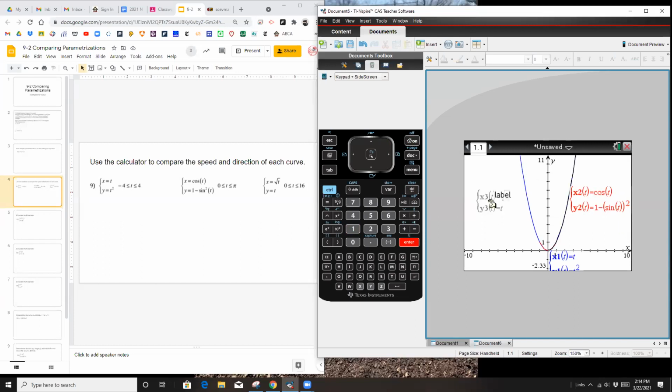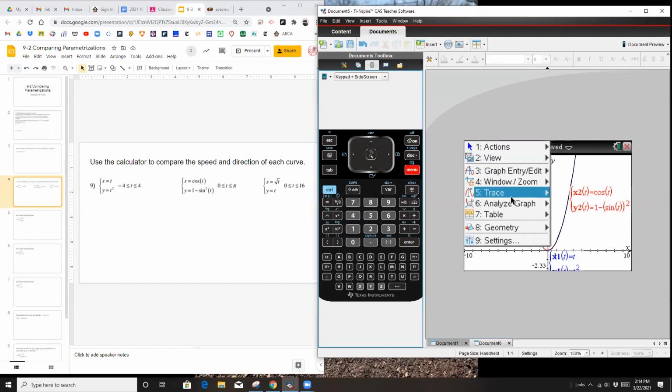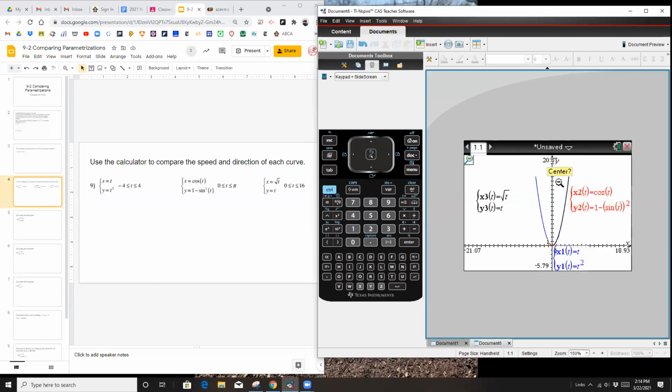All right, so we see now it's going to go all the way up to where y is equal to 16 because I let t go from 0 to 16, and y is equal to t. If you zoom out, you'll see that it ends in the same exact spot as the blue graph. That's because the blue graph went from negative 4 to 4. If you plug in 4 for t, you get y equals 4 squared, y equals 16. So that final point on the blue graph occurs when t is equal to 4, whereas for the black graph, that final point occurs when t is equal to 16.